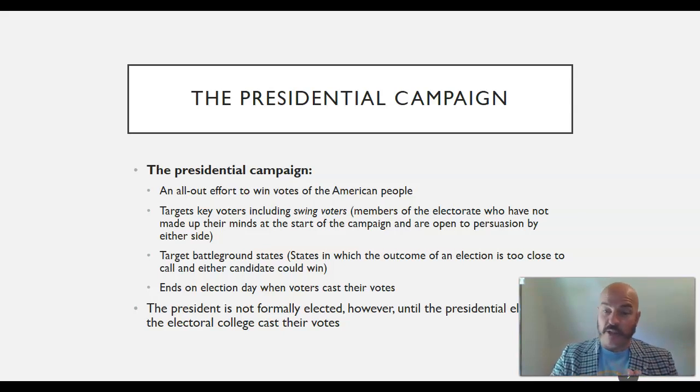All of this is a large buildup, and the amount of money we'll talk about in class is incredible, but we'll reach $1 billion in this election cycle here. This all ends on election day when the voters cast their votes. This is going to be done. President is not going to be formally elected, however, until the presidential electors meet in D.C. for the Electoral College to cast their votes.